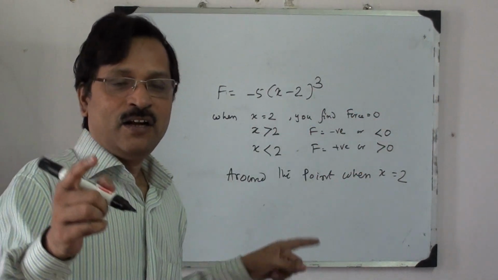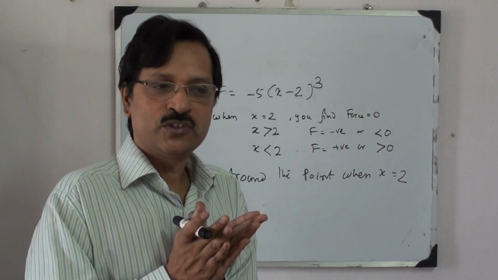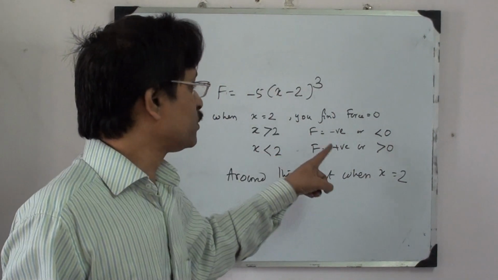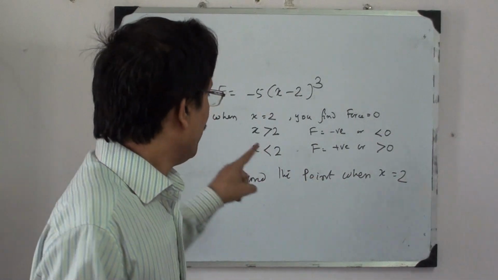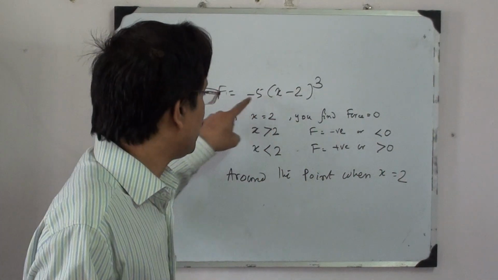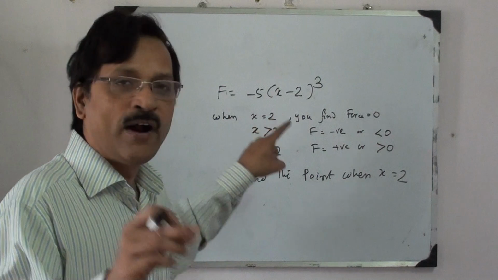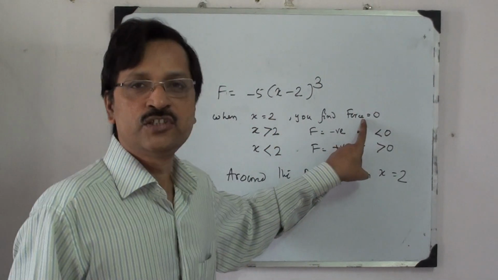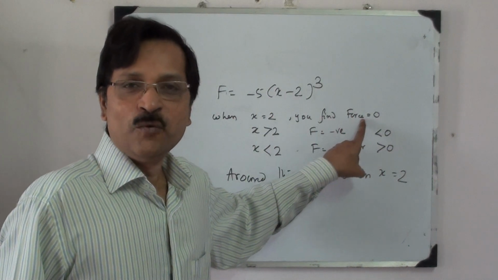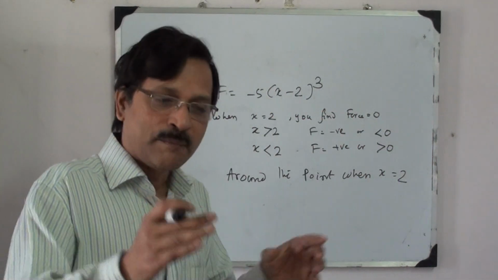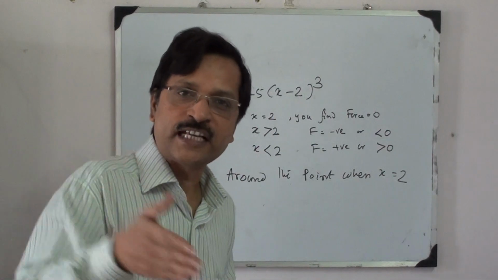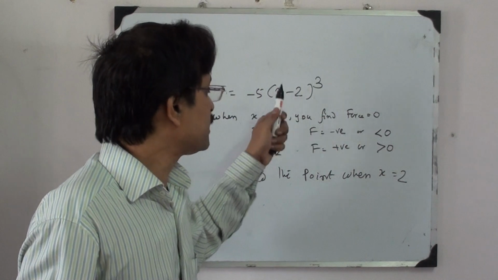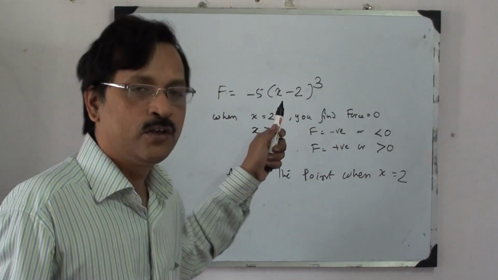Remember one thing. How do you find the equilibrium position given such an equation? There is a clue: at the equilibrium position, the force is always 0. Look at how we have deduced that 2 is the point around which the motion is taking place, because at 2 the force is 0. We know that in the equilibrium position, or the mean position around which the oscillatory motion takes place, the force is 0. So we say this is an oscillatory motion around point 2.